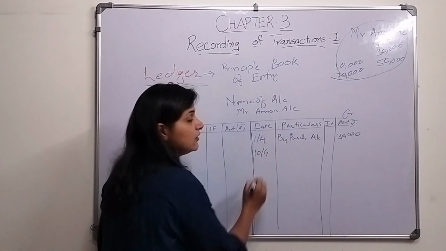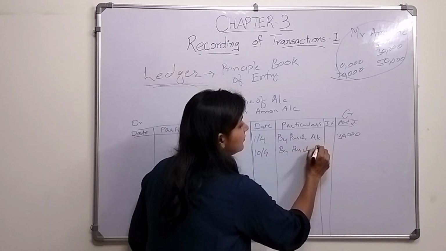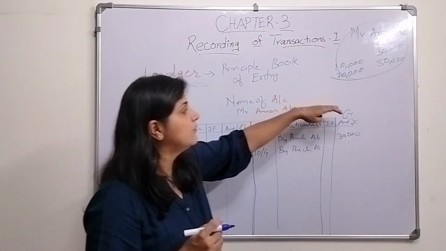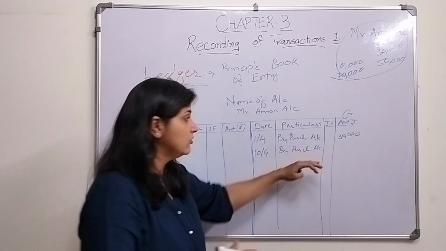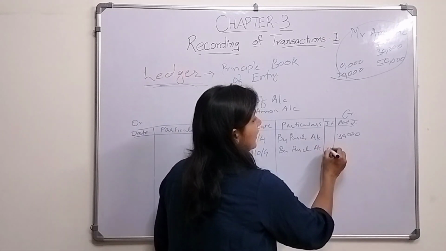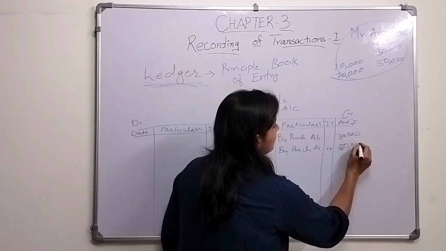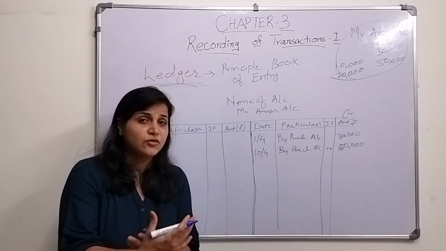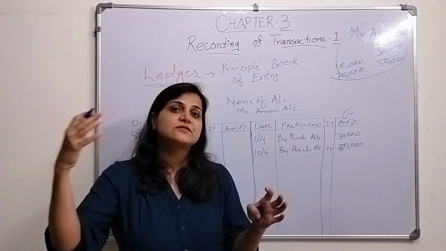Then on 10th April, again I purchased. What was the entry? Purchase account debit to Mr. Aman account. So Mr. Aman account on the credit side, I am going to write purchase account, the number, and it was 50,000. Now on 12th of April, I returned the goods. So what was the entry? Mr. Aman account debit to purchase return account.